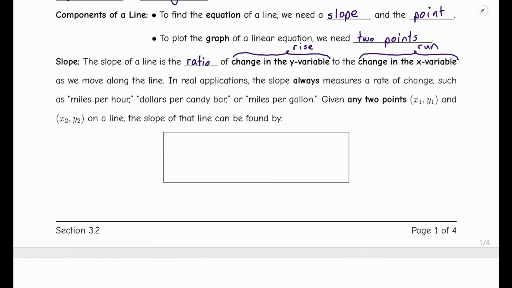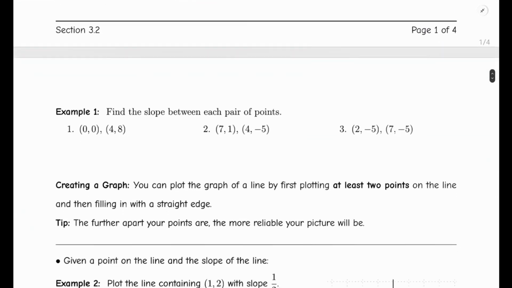Given any 2 points, (x1, y1) and (x2, y2), on a line, the slope of that line can be found by m, which is usually the symbol we use for slope, which is rise over run, which is y2 minus y1 over x2 minus x1. It actually is equivalent to doing y1 minus y2 over x1 minus x2. So the order in which you subtract does not matter as long as you do it the same on the top and bottom.